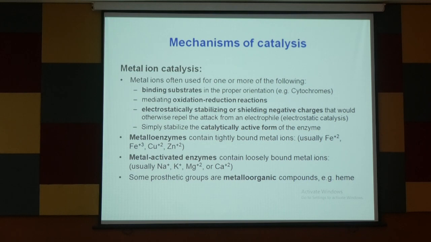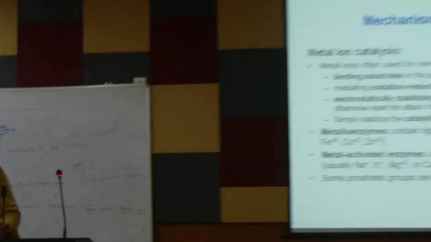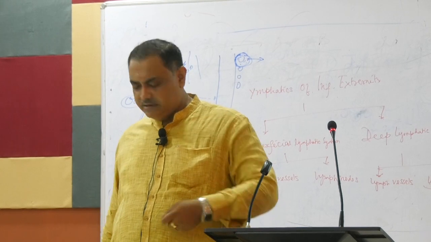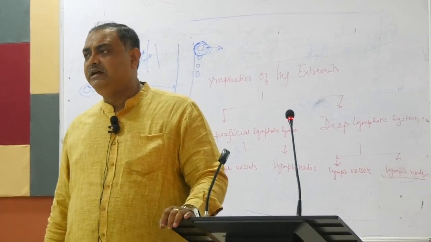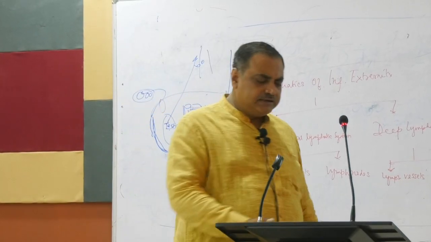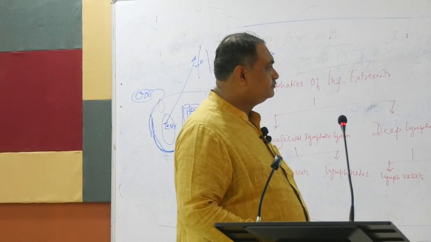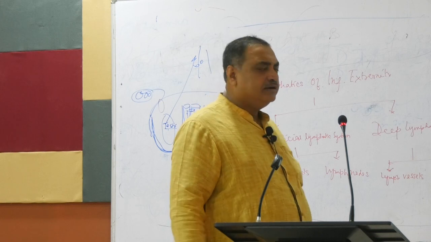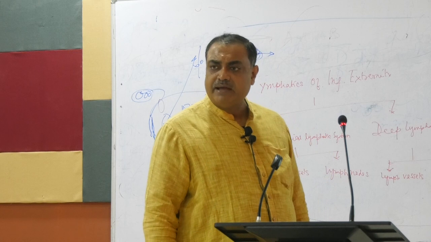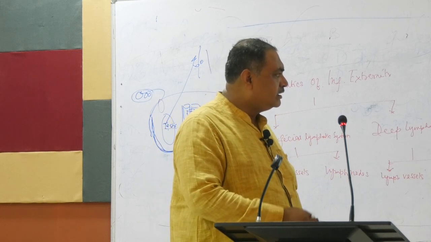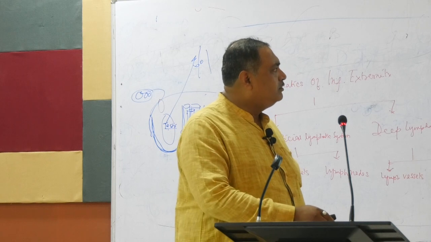They might be a structural component of the enzyme. In those cases, we will call it a metalloenzyme. They might be required for the proper activity. Just for activity is required. We call them metal activated enzymes. Clear? Examples of metalloenzymes: carbonic anhydrase. Examples of metal activated enzyme: hexokinase, where magnesium ion is required. Correct?